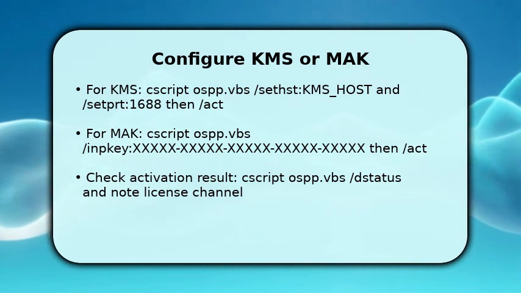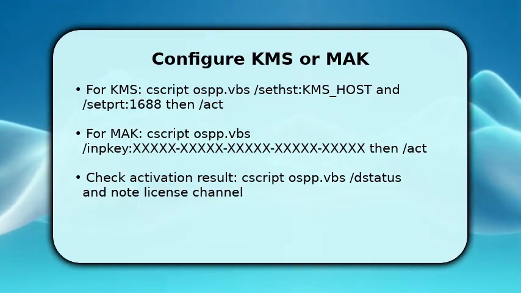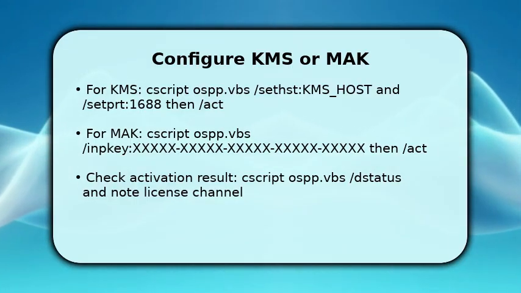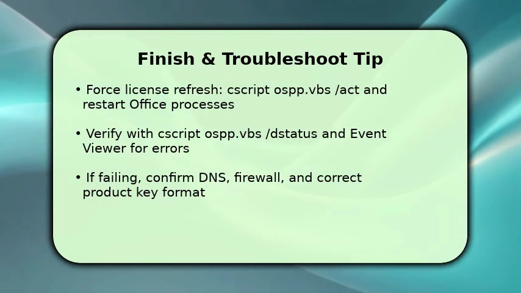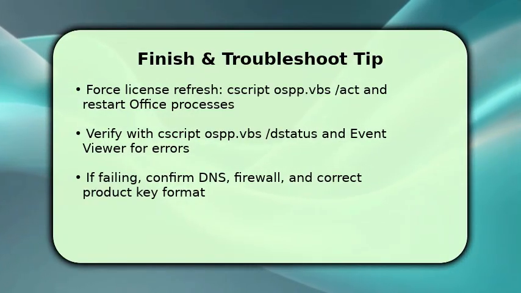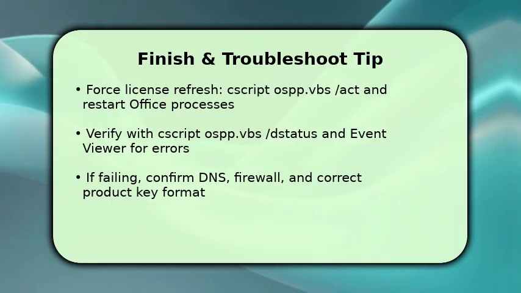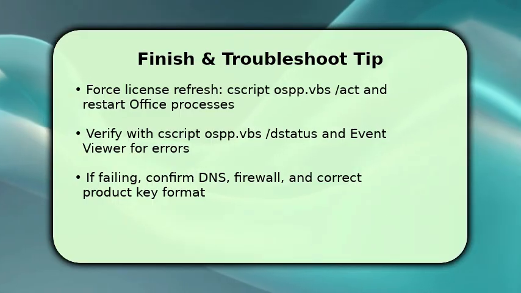After activation, you finish by forcing a final activation attempt and restarting any open Office apps so the new license loads. Rerun cscript OSP.VBS /dstatus to confirm the license state or to view error codes. If you see failures, check Event Viewer application logs for OSP, VBS, or Office licensing errors.